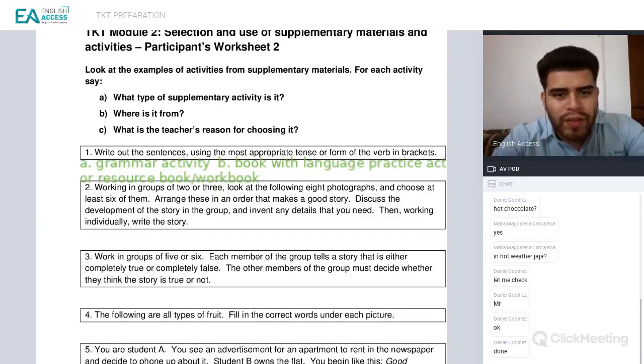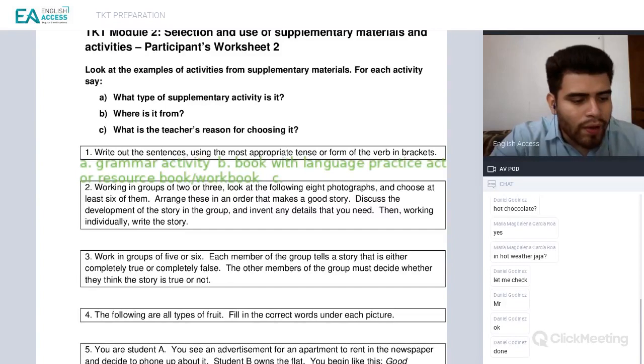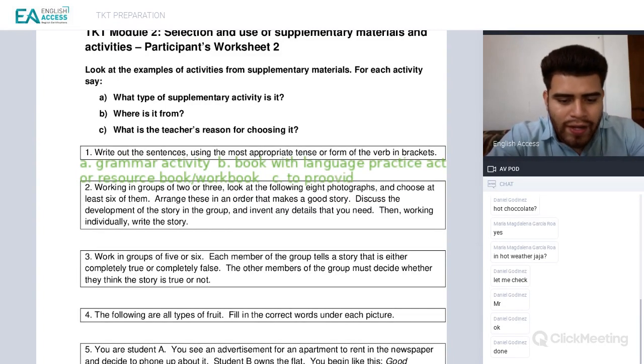And what's the teacher's reason for using it? Well, what we have here is to provide additional practice in tenses.